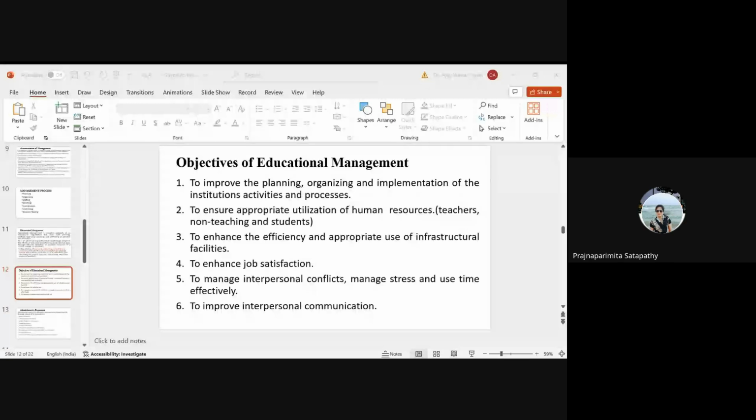Yes, sir. The objectives are achieved to improve the planning, organizing, and implementation of the institution activities and processes. Yes. Explain it. Explain the point.